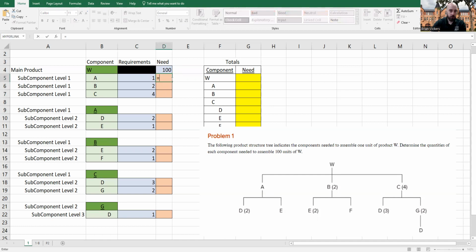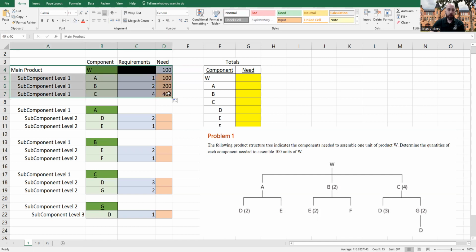In this first box here, we're going to take the 100, lock it in, and multiply by the cell to our left. Then we're just going to drag it down to the bottom here. Okay, so we've got our first section done. This is all of our component level 0, which is our main board. That's done. We know we need 100 A's, 200 B's, and 400 C's.